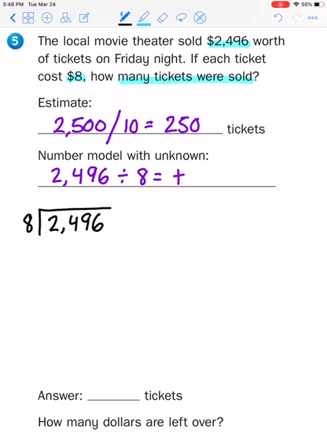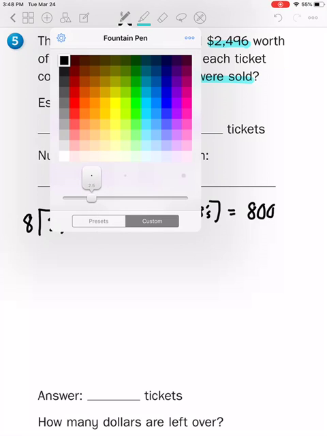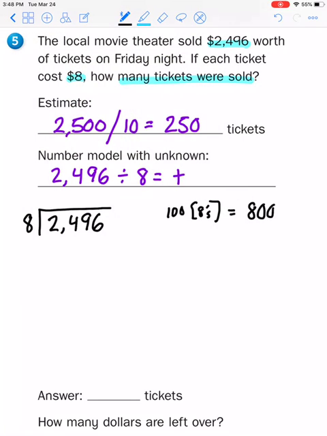So now I have to think to myself, can I take out 100 groups of 8? I can, because that gives me 800, right? 100 eights is 800. Can I take out 200 eights? Well, 8 times 2 is 16, and 2 zeros, so 1,600. I can definitely do that because that's less than 2,496.